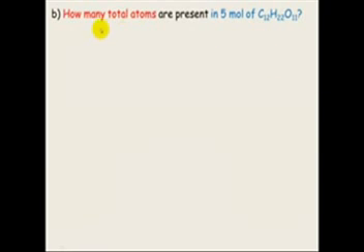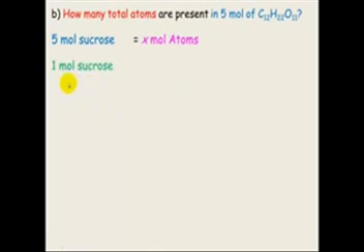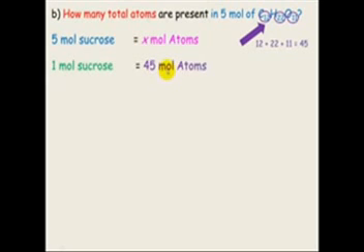Question B is asking how many total atoms, or atoms altogether, are present in that 5 mole of sucrose. So again, write down what the question's asking you. 5 mole of sucrose contains how many mole of atoms? If we have a look, 1 mole of sucrose contains a total number of 12 plus 22 plus 11, which equals 45 atoms altogether. Every mole of sucrose is made up of 45 atoms. So 1 mole of sucrose must equal 45 mole of atoms.